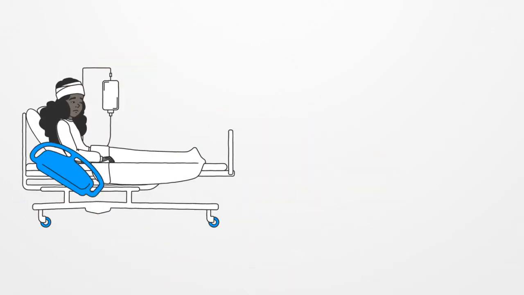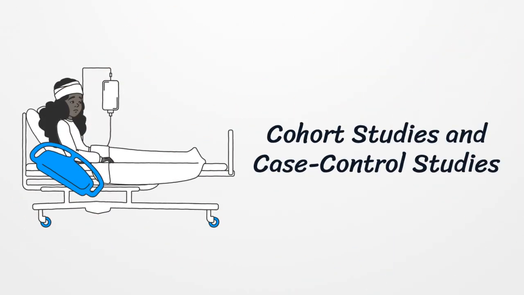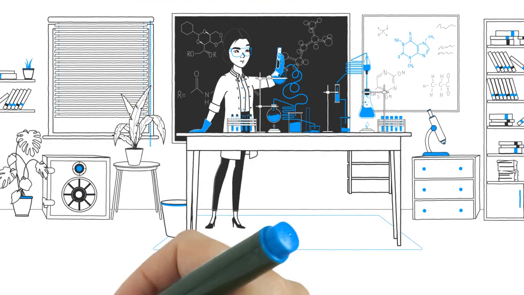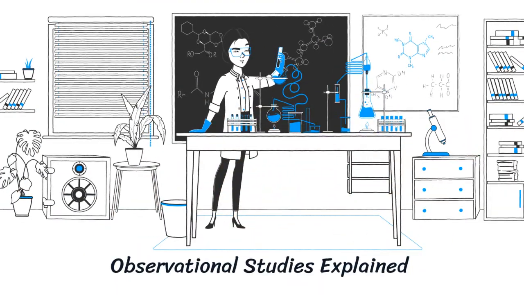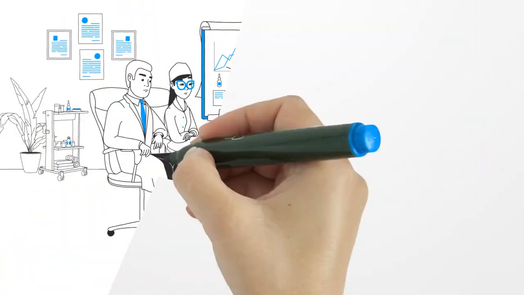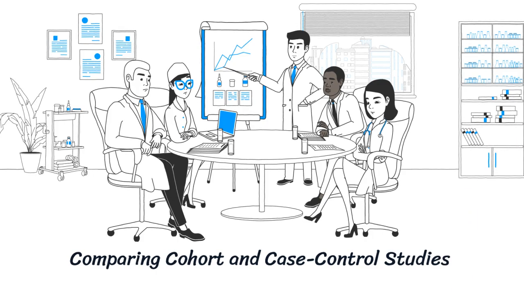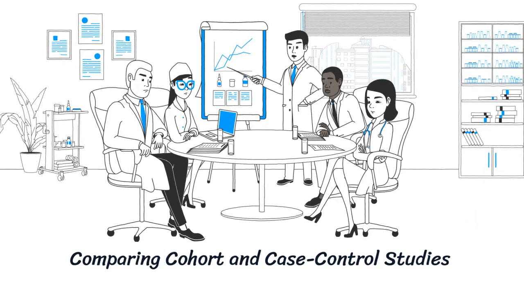Below RCTs, we find cohort studies and case control studies. These are observational studies where researchers do not intervene but simply observe what happens. Cohort studies follow groups of people over time to see how certain factors affect outcomes, while case control studies look backwards by comparing people with a condition to those without it.